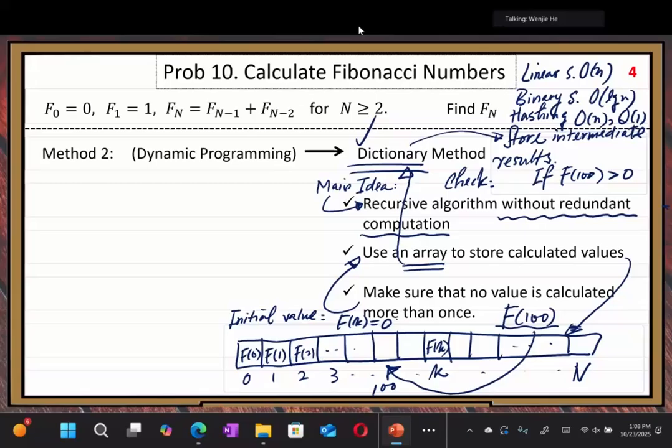So that means if f of k is greater than 0, this Fibonacci number has been calculated, right? It's available. So that's why you only need to compare its value with 0. If it is greater than 0, then it's available. So this Fibonacci value is available.